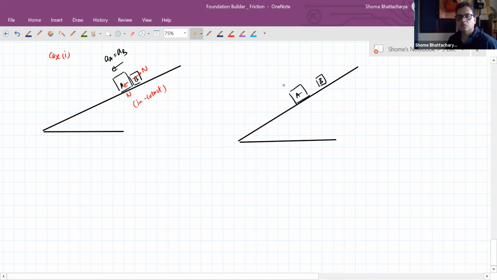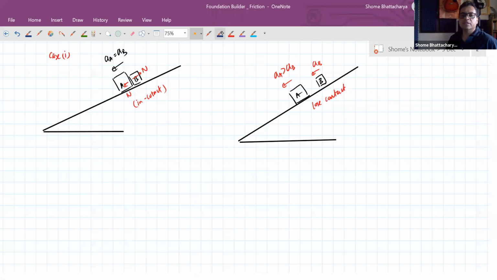Okay, so in this case, what is happening? Acceleration of A is becoming greater than acceleration of B. So the distance between them keeps growing, and they lose contact. But obviously this cannot happen, that acceleration of B cannot be more than acceleration of A, because B is the one which is behind. So we have to understand which of the two cases occurs in the given situation.